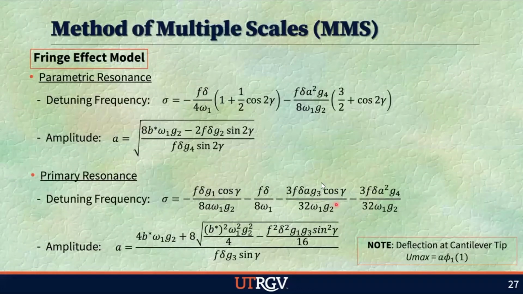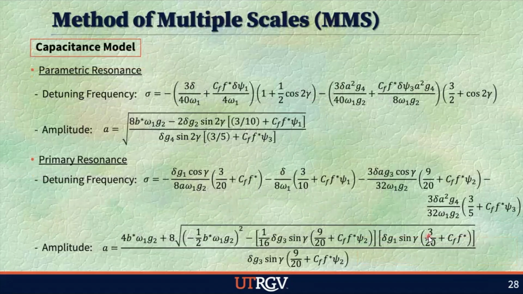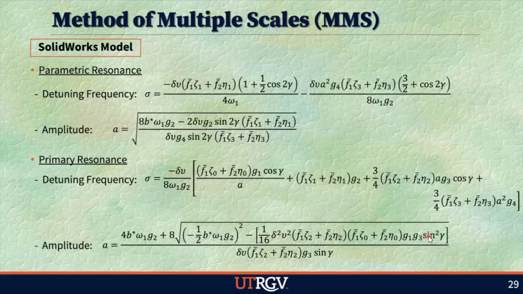Here you can see the equations for the frequency and amplitude for the fringe effect model at parametric and primary resonances. Since we're looking at the deflection at the tip of the cantilever, we defined U max as the amplitude A times the first mode shape of the cantilever evaluated at 1, which is at the free end of the cantilever. These are the equations for the capacitance model. And for the SolidWorks model, you can see how the equations get more complex with the capacitance and SolidWorks models.